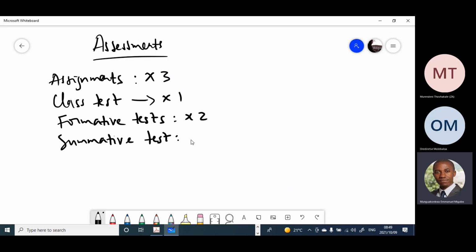In terms of summative, we normally have 1, but we have a sick one or missed one, in case you didn't do the first one. But I also use it as some form of makeup to help those who didn't do well in the main one.